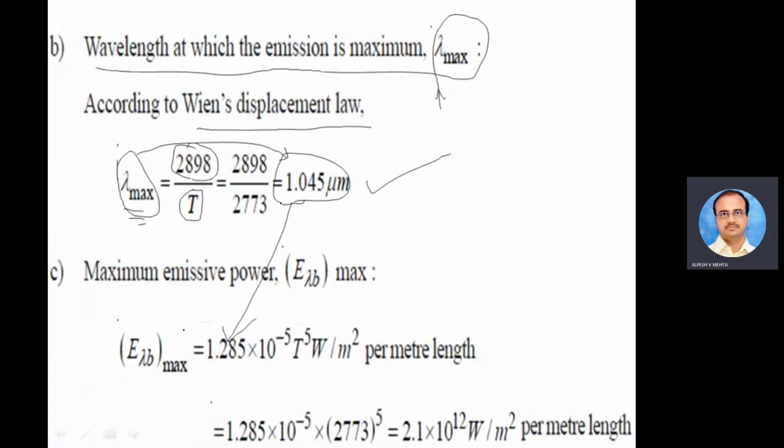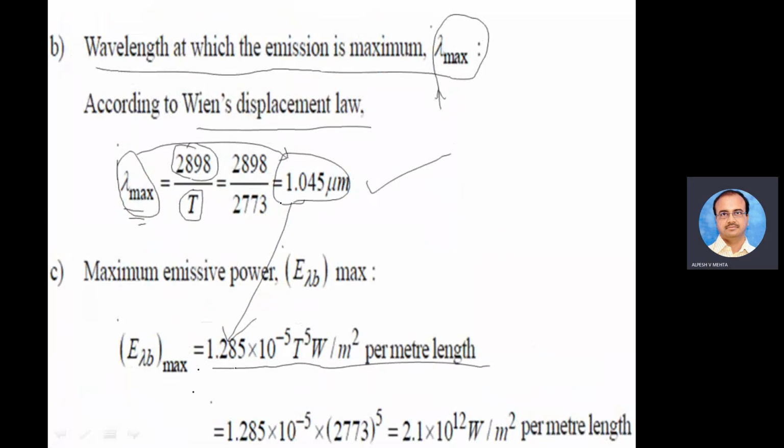So what you will observe is the maximum value of E lambda B, that is equal to 1.285 into 10 power minus 5 into T power 5 watt per meter square per meter length. In that, what we have to do is simply put the value of T, that is temperature, in terms of Kelvin.